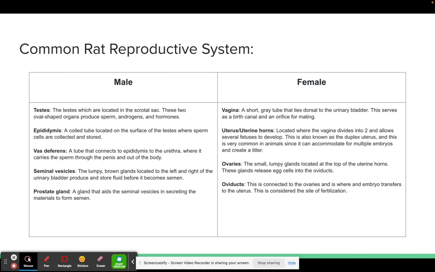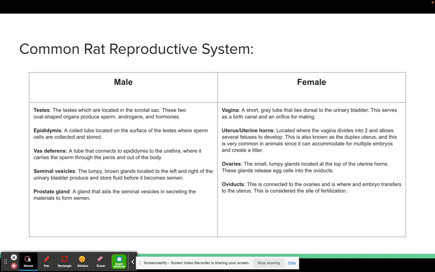The seminal vesicles are these lumpy brown glands located to the left and the right of the urinary bladder, and they produce and store fluid before it becomes semen. And lastly, for the male, the prostate gland is a gland that aids the seminal vesicles in secreting the materials to help form semen. Moving on to the females, they consist of a vagina, uterus or uterine horns, ovaries, and oviducts.